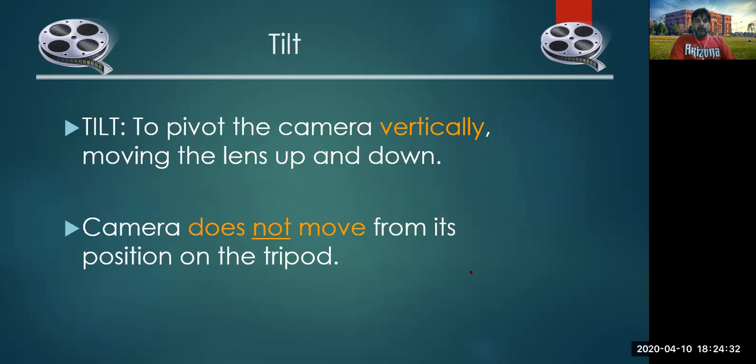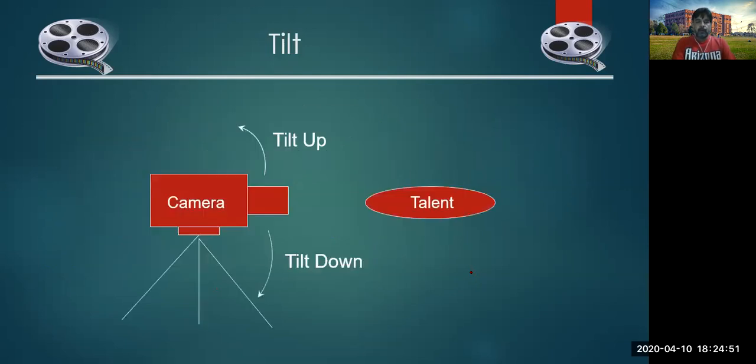Tilting the camera. So in a similar way, when you move your lens upward and downward, that is called tilting up and tilting down. So to pivot the camera vertically, moving the lens up and moving it down, that is called tilting up and tilting down, while the camera does not move from its position on the tripod. It's just like that. So if you move the camera, put on a tripod, downward, it is called tilt down. If you move it upward, that is called tilt up.